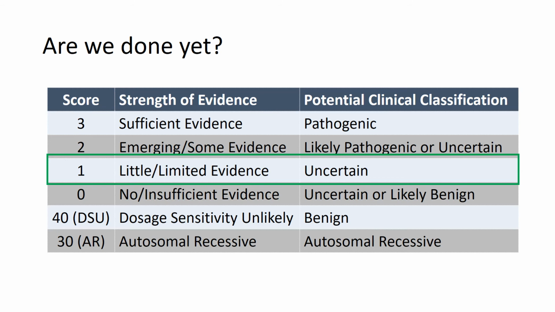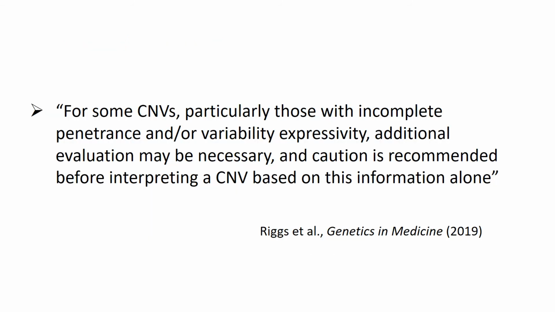So, are we done yet? Based on a haploinsufficiency score of 1, the potential clinical classification for this deletion, per the dosage sensitivity rankings, is uncertain. However, as noted in the guidelines, for some CNVs, particularly those with incomplete penetrance or variable expressivity, additional evaluation may be necessary, and caution is recommended before interpreting a CNV based on this information alone.